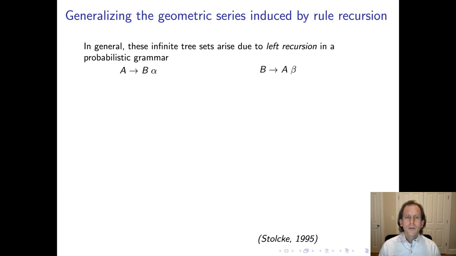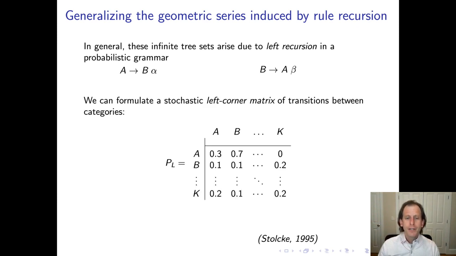So in general, these infinite tree sets during left to right processing arise due to left recursion in a probabilistic grammar. So for an example of left recursion, NP goes to NP PP was a simple recursion of the form A goes to A something, but you can also have more complex chains. For example, A goes to B something, and then B goes back to A something. And you can get this arbitrarily complex, but of course, there's only a finite set of non-terminal categories. So there's still a finite set of different chains from A through the leftmost daughter back to A.